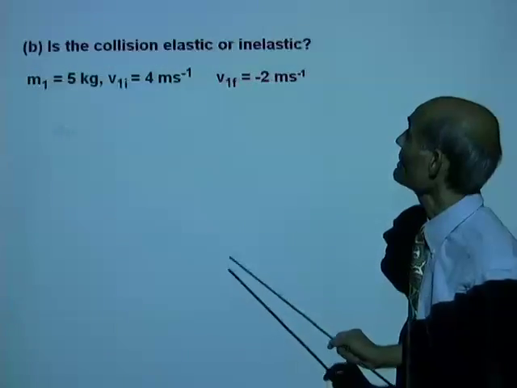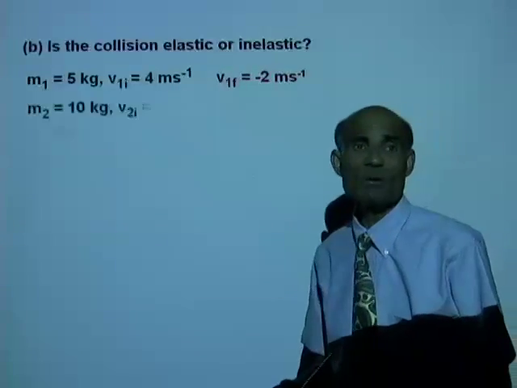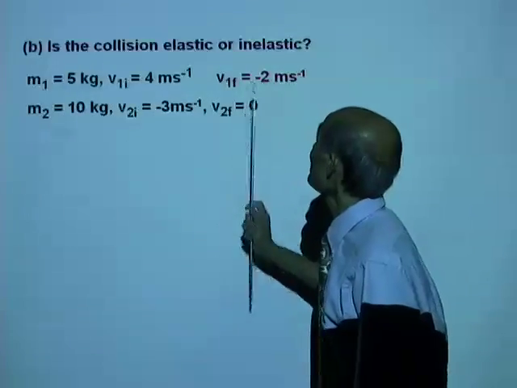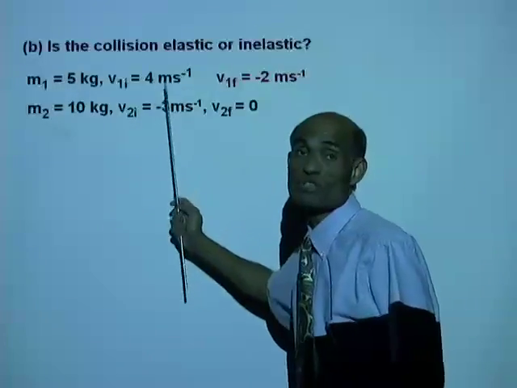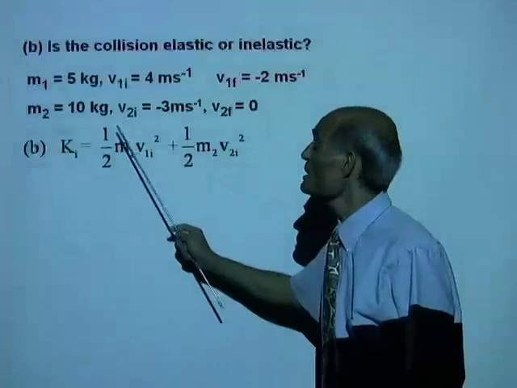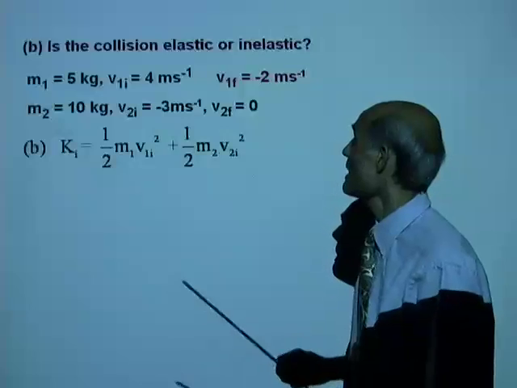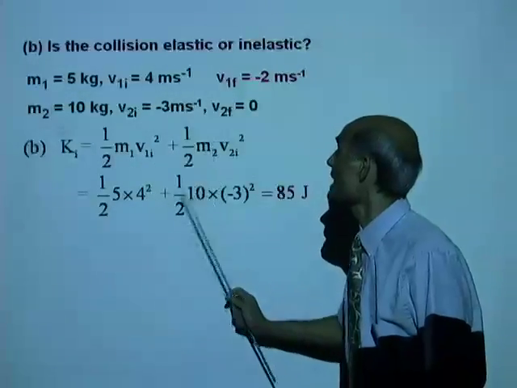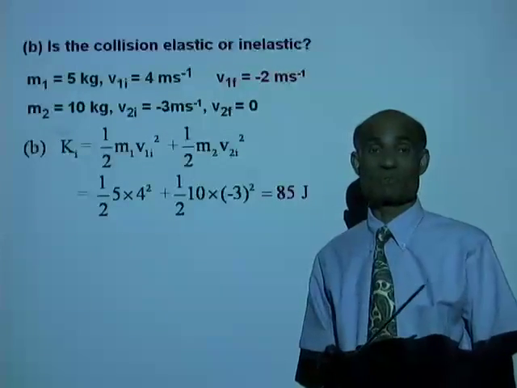Alright, what's the B part? Is the collision elastic or inelastic? How do you know? Well, we now know that V1F is negative 2 meters per second, and all these quantities we already know. The initial kinetic energy is 1/2 M1 V1I squared plus 1/2 M2 V2I squared. Using these known values, we get the initial kinetic energy is 85 joules.